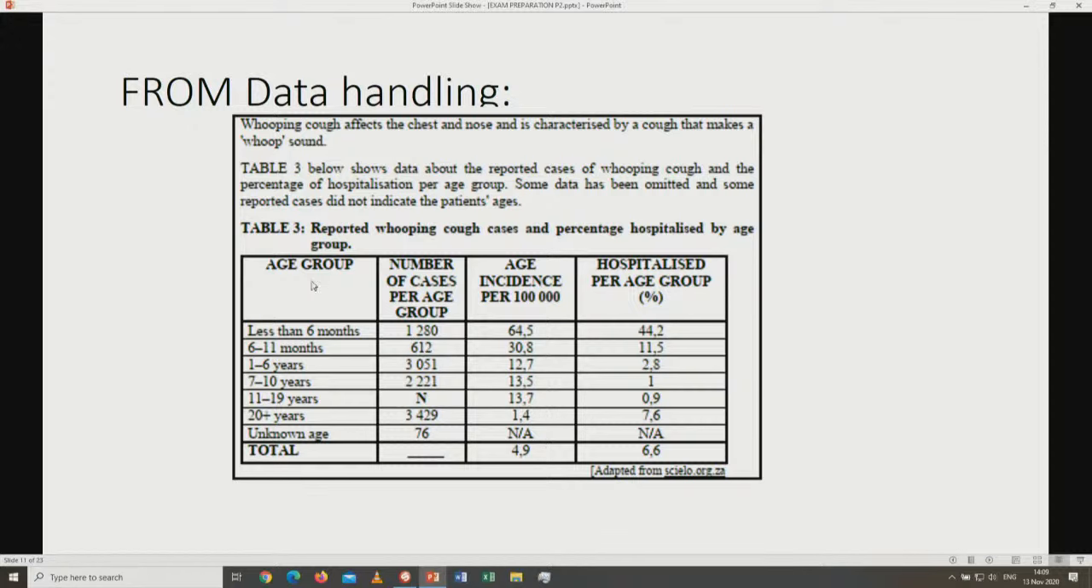So if you look at, first of all, the heading of the table, it will tell you what is it trying to show you. It wants to show you the reported whooping cough cases and what is the percentage hospitalized of these reported cases by age group. Now, why reported cases? It means simply that it is the cases that people are aware of.